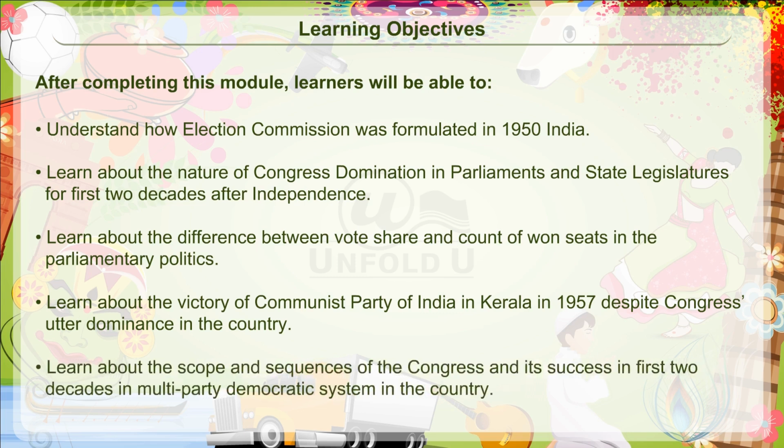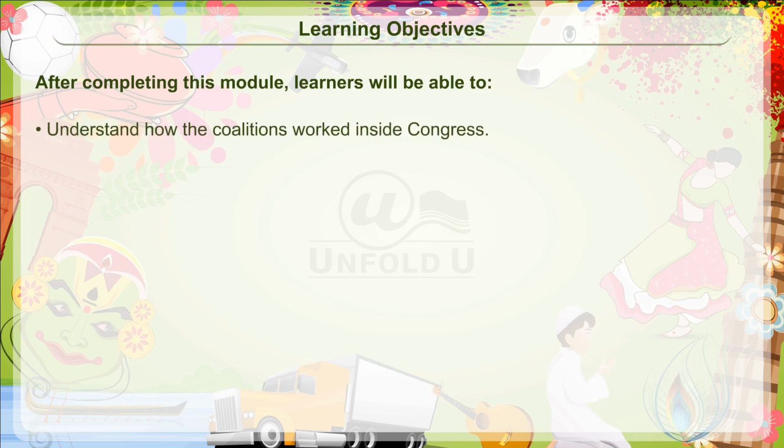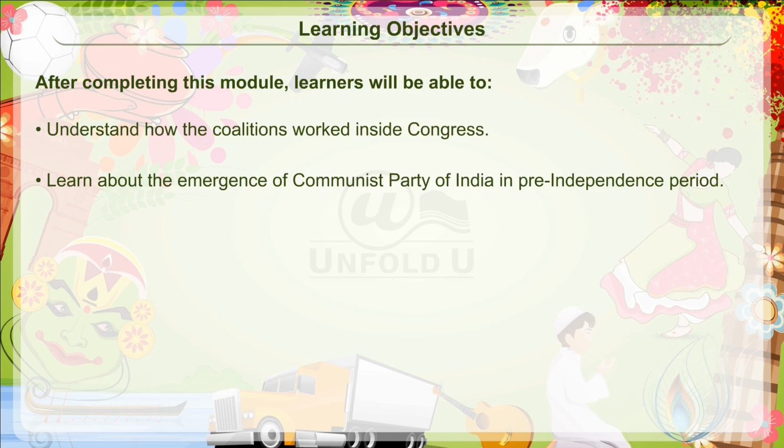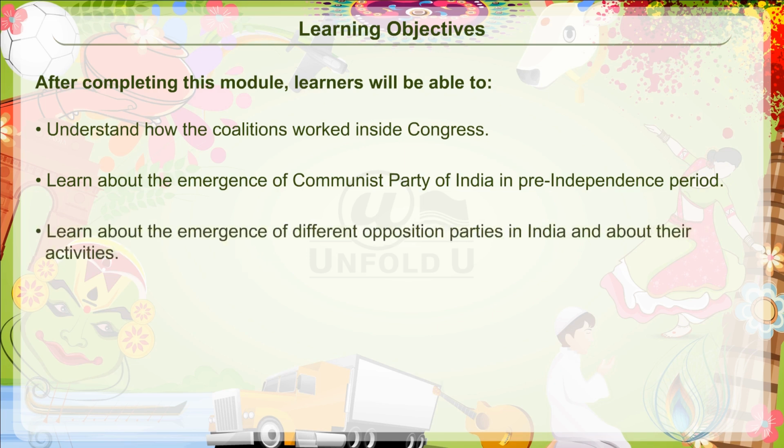Learn about the scope and sequences of the Congress and its success in the first 2 decades in a multi-party democratic system in the country. Understand how the coalitions worked inside Congress. Learn about the emergence of the Communist Party of India in the pre-independence period. Learn about the emergence of different opposition parties in India and about their activities.